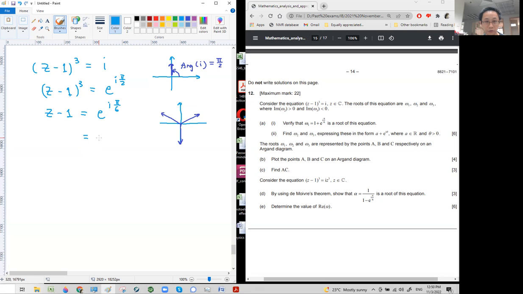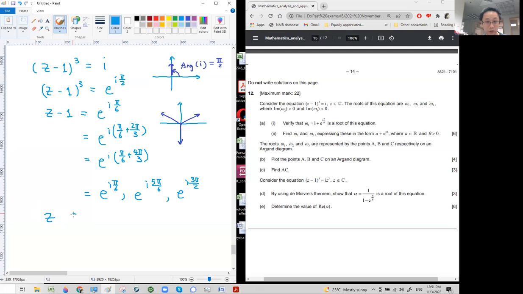And now just write pi over 6 plus 2 pi over root multiplicity, which is 3 in this case. So the 3 roots will just be pi over 6 plus 2 pi over 3 and pi over 6 plus 4 pi over 3 respectively. And I think I can clean those up. The 5 pi over 6, I think that one becomes, and the last one becomes 9 pi over 6, which is 3 pi over 2.